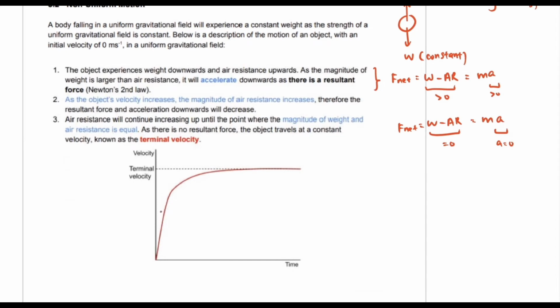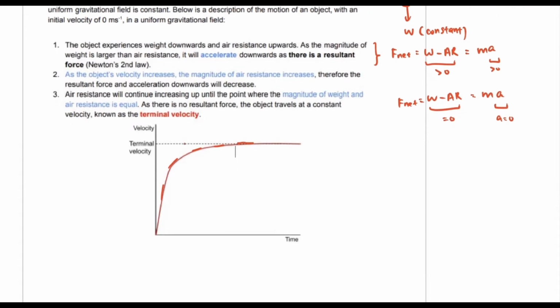The gradient represents the acceleration. You can see the gradient is like this. Then the gradient decreases and decreases and decreases. So the gradient decreases to 0. When it's 0, then it has terminal velocity. So this is something that we talked about before. Let's just move on.